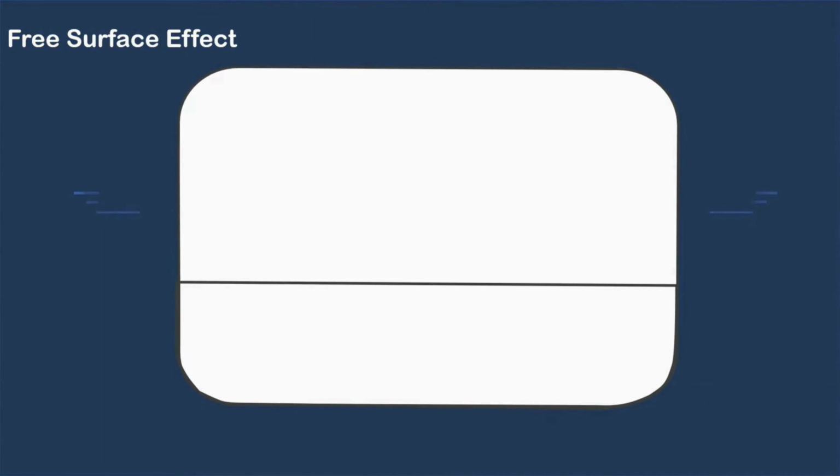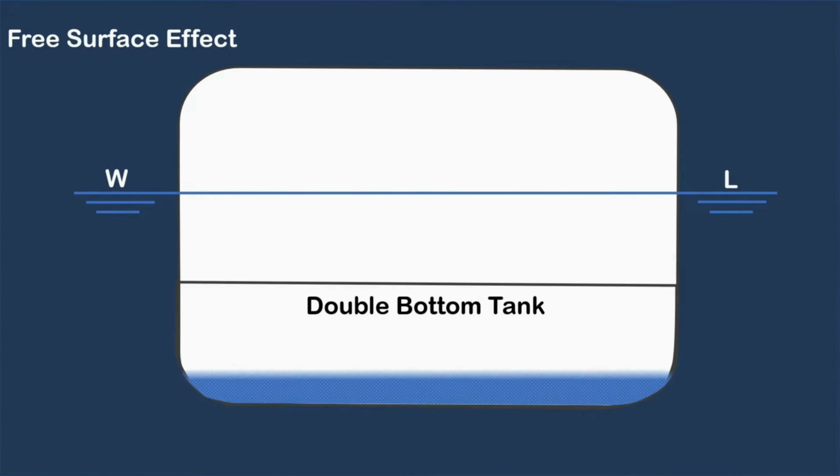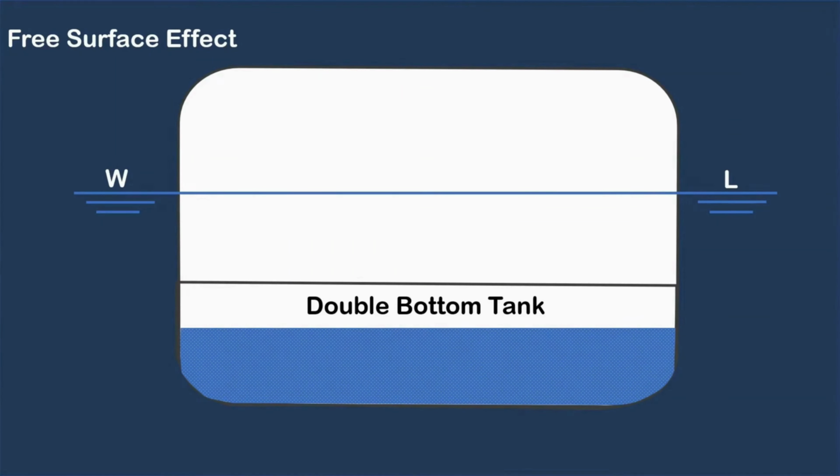If this is the ship's transverse section, let us assume that the ship is floating in still water at upright condition and this is the waterline. The double-bottom tank is partially filled with water, and let's say the center of gravity of the water inside the tank is here, and we will mark it with a small letter g. If this is the ship's centerline, and this point is the ship's center of gravity, marked with capital letter G, where the total weight of the ship acts vertically downward.